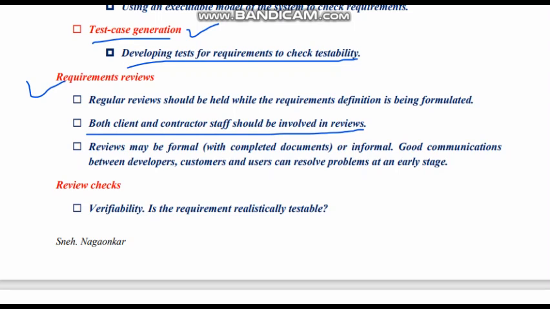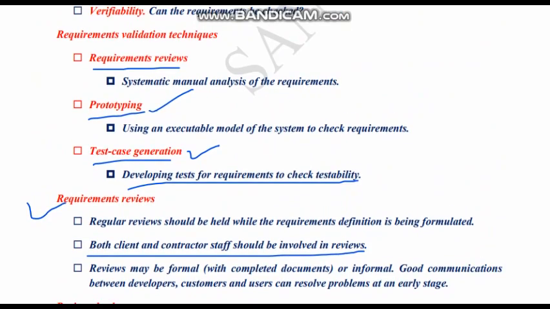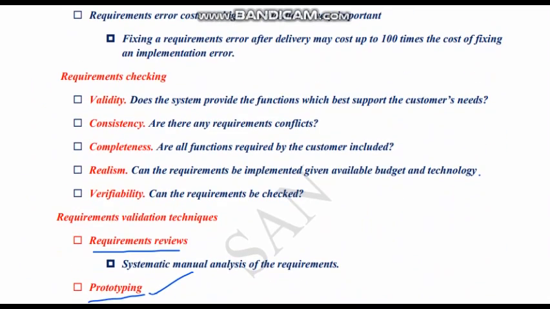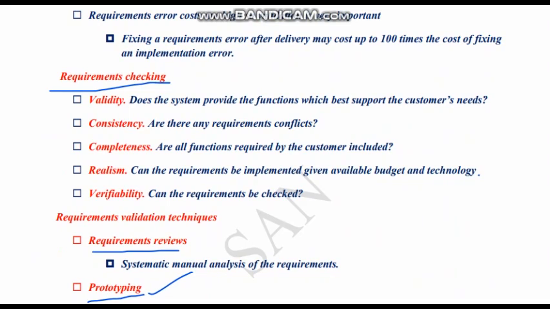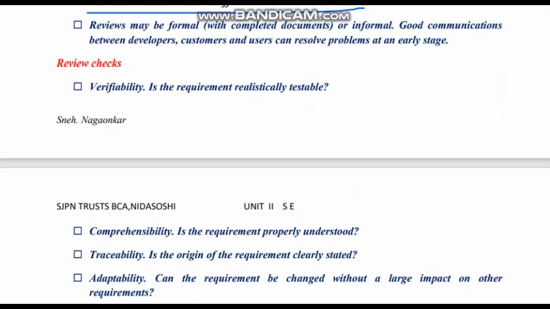Good communication between developers, customers and users can resolve the problem at an early stage. They mean to tell us that reviews always help to sort out different kinds of problems, right? So using review, you can do that. Verifiability, comprehensibility, traceability, adaptability: these are four main features which can be included here. During reviewing, that is, during requirement checking, you can also do these activities: comprehensibility, traceability and adaptability.